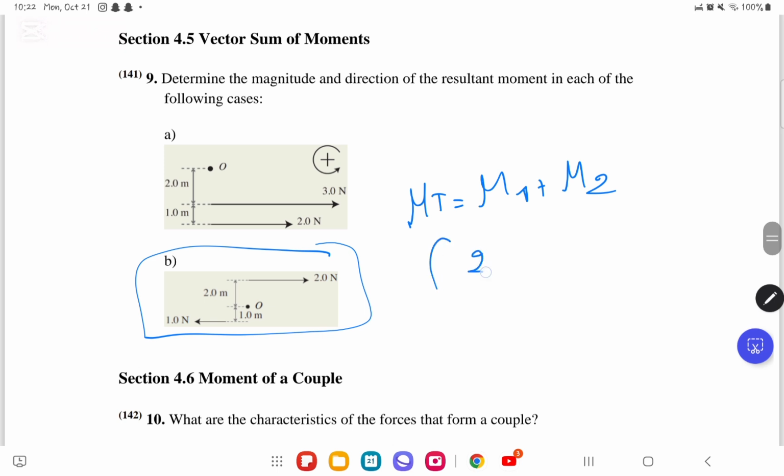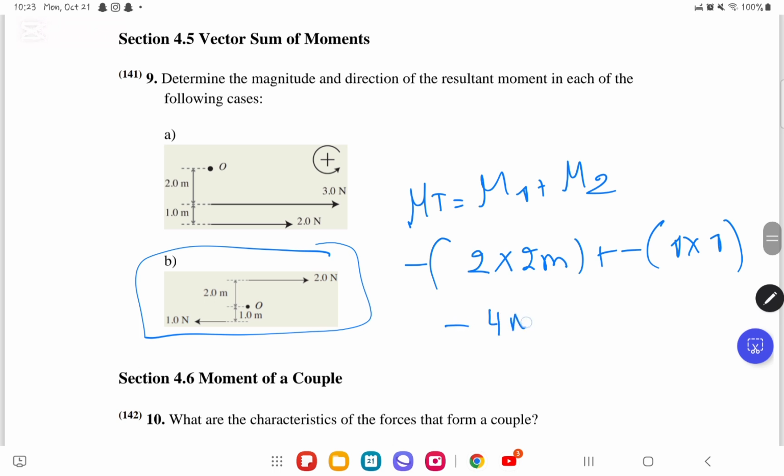Moment 1 is 2 newtons multiplied by the perpendicular distance, which is 2 meters. And by doing the right hand rule, we get that it is negative. Plus moment 2. Moment 2 is 1 newton multiplied by 1 meter. And then if we do the right hand rule, we will get that it is also negative.